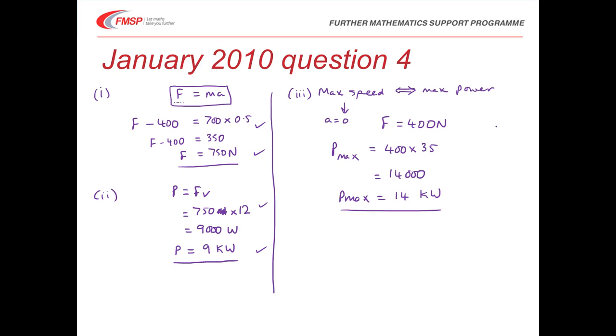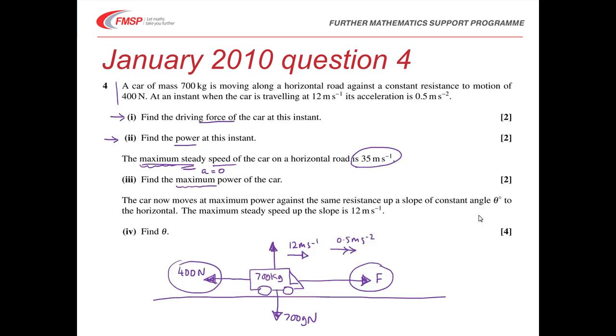And once again, there was a mark for method and a mark for answer. And that's 6 marks so far. Let's read the last part of the question. So, having dealt with those issues, something's going to change. We're now going to drive up a slope of a constant angle theta. The maximum steady speed, now we know what that means, acceleration is 0. The maximum steady speed up the slope is 12 meters per second. And if it's the maximum, then the vehicle must be using the maximum power. So remember, we want to use maximum power and acceleration equals 0.